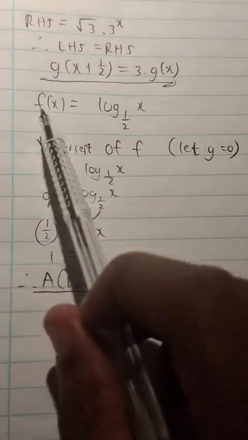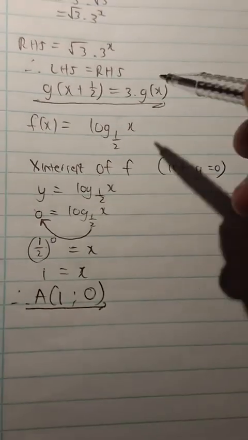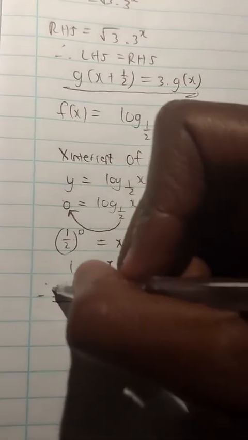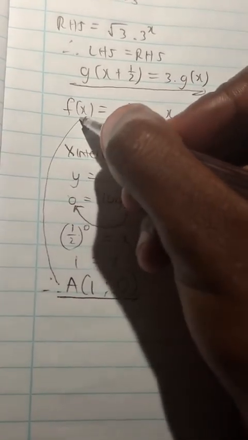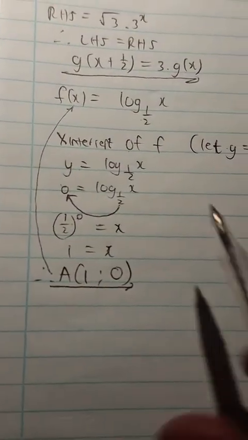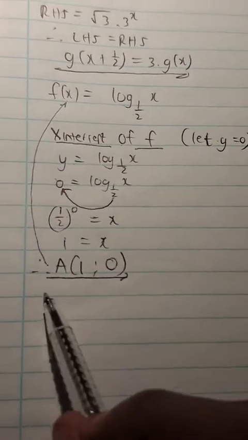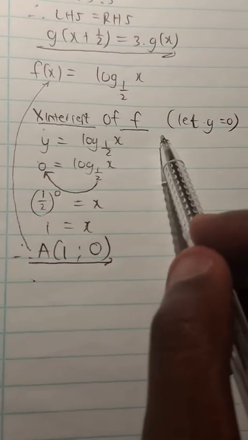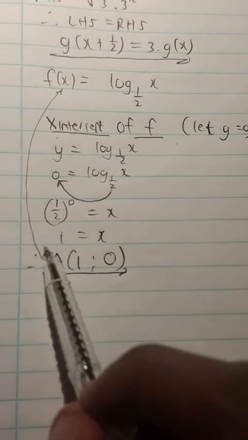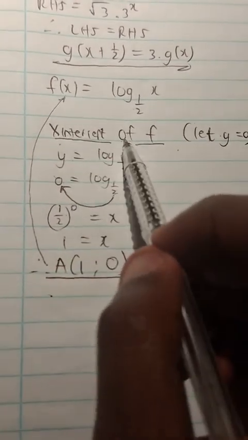Log is the function of f. A passes or touches the function of f. What is it? It is the x-intercept of f. A is the x-intercept of f.